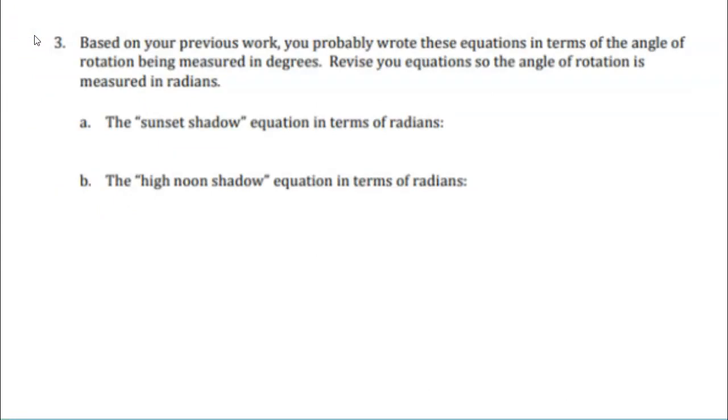Based on your previous work, you probably wrote these equations in terms of the angle of rotation being measured in degrees. Revise your equations so that the angle of rotation is measured in radians. Will it change our equation if we're measuring in radians instead of degrees? The Ferris wheel is still going to have a radius of 25 feet, and its center is still going to be 30 feet off of the ground. We're not physically changing the Ferris wheel. So does that affect the equation?